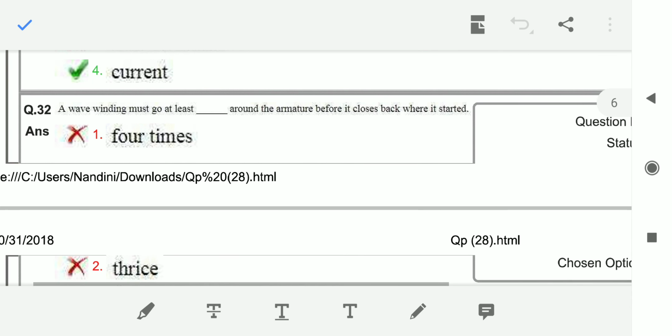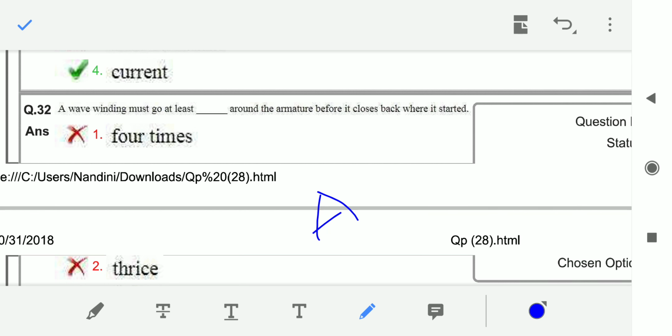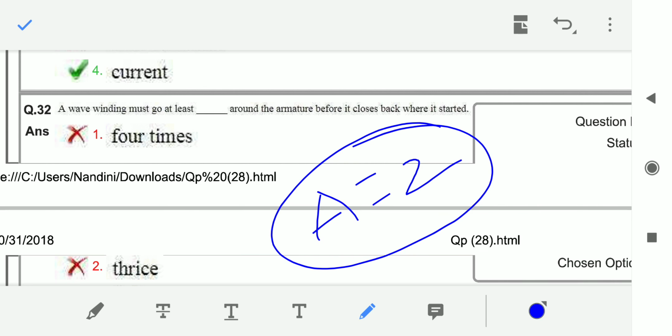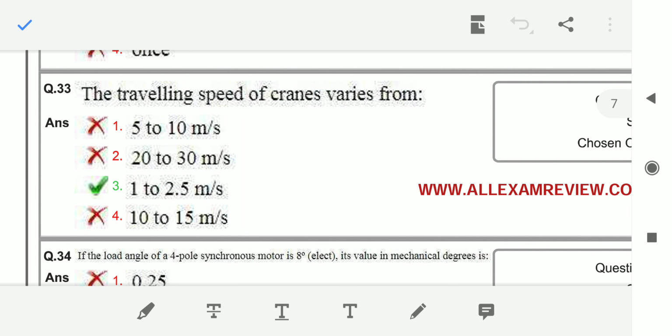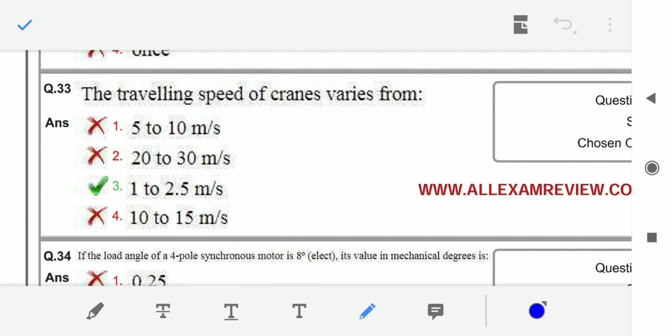Okay, next, a wave winding must go at least dash around the armature before it closes back where it started. So that is nothing but what, sir? How many parallel paths will be there in the wave winding? That is A equal to 2. So the answer is twice. Next, the traveling speed of the crane varies from very less speed, that is 1 to 2.5. It has a less speed, high starting torque. High starting torque and low speed, sir.